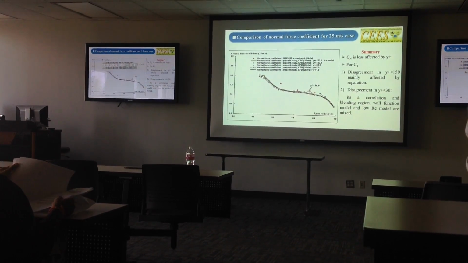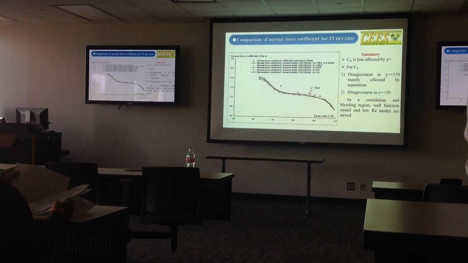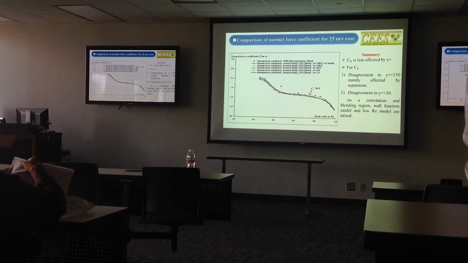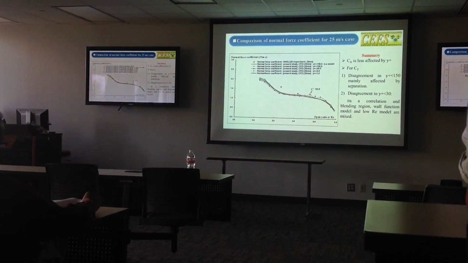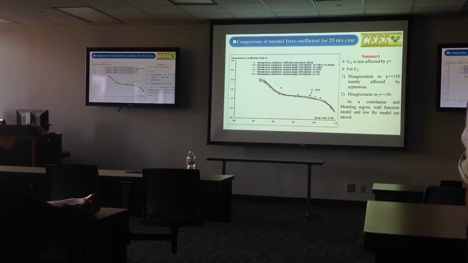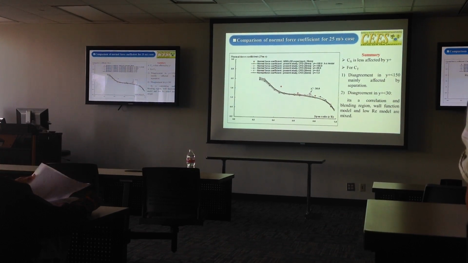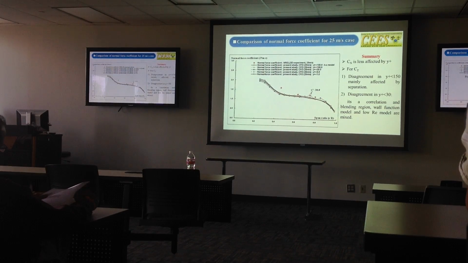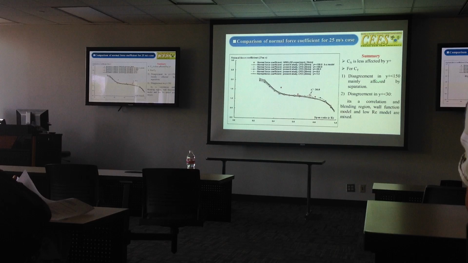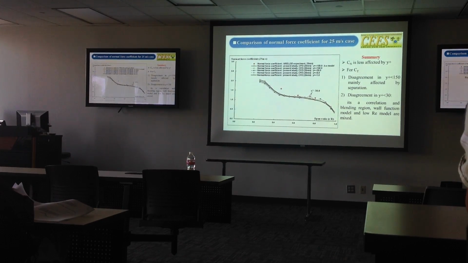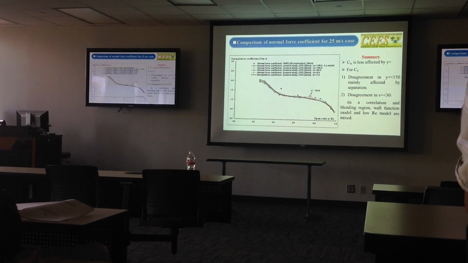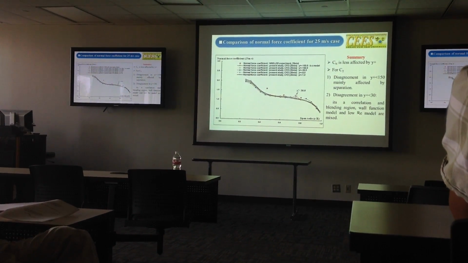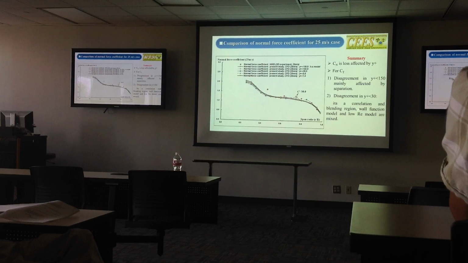So we make a summary for these two parameters. Cn, the normal force coefficient, is less affected by the change of Y plus value. And for the tangent force, the disagreement happened in the Y plus less than 150 case. This is mainly caused by the separation. And the disagreement in the Y plus less than 30 case is because it is located in the buffer region.